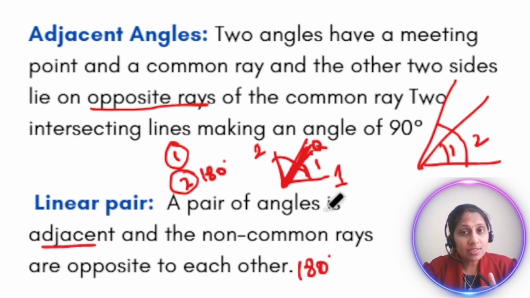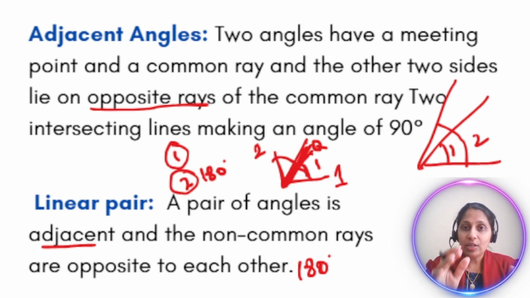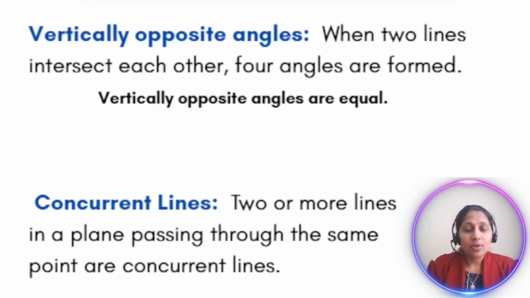What does it mean by adjacent? They should have a common arm shared between them, a common meeting point, and the two angles should be on the opposite side. That is adjacent. Supplementary means 180 degree. They add up to 180 degree. If two angles are adjacent as well as supplementary, we call them a linear pair. Clear? Now, coming to the vertically opposite angles, very important but very easy.